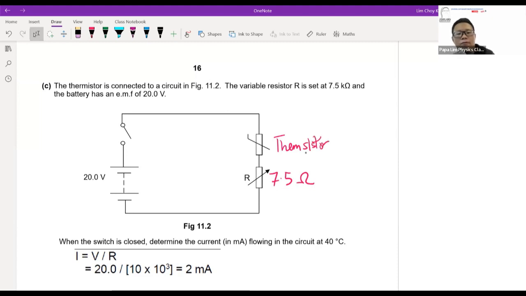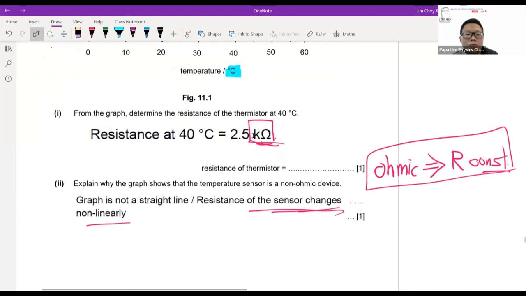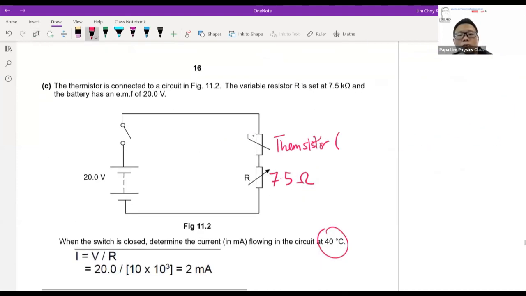Now it's at 40 degrees. Remember, the resistance at 40 degrees is actually 2.5 kilo ohm. So this is 2.5 kilo ohm. Remember the temperature here is at 40 degrees Celsius. Then from here you determine the current flowing through the circuit itself.